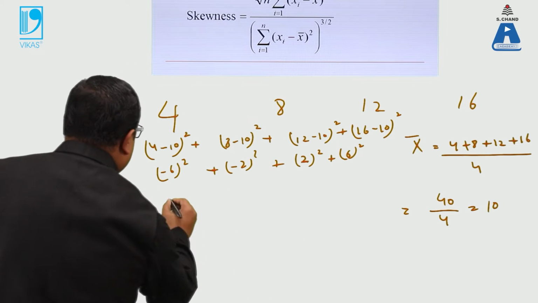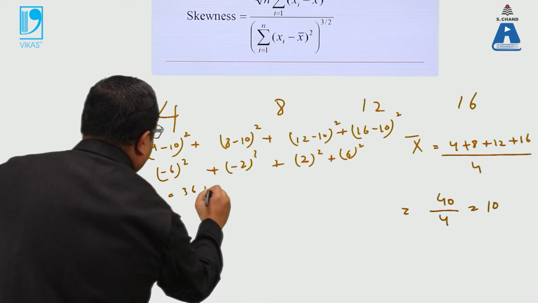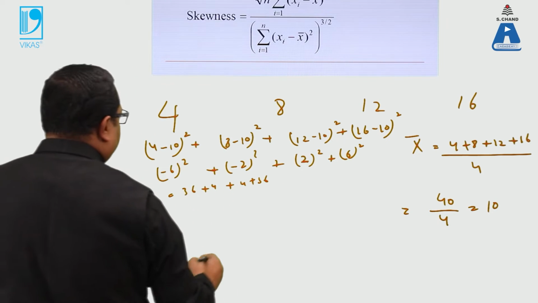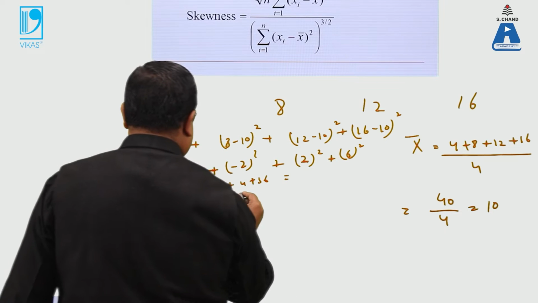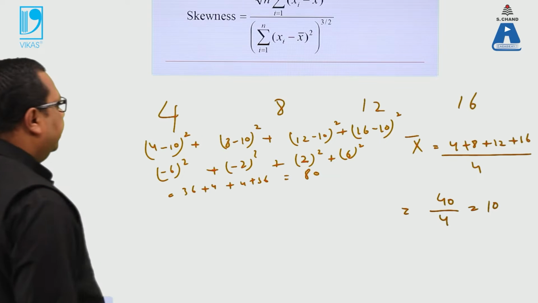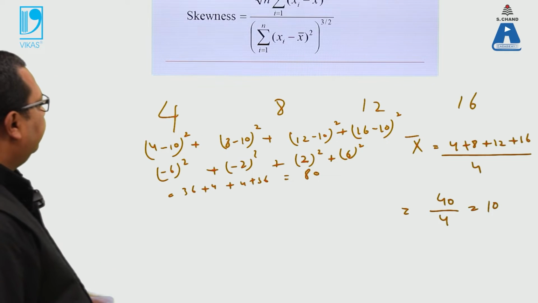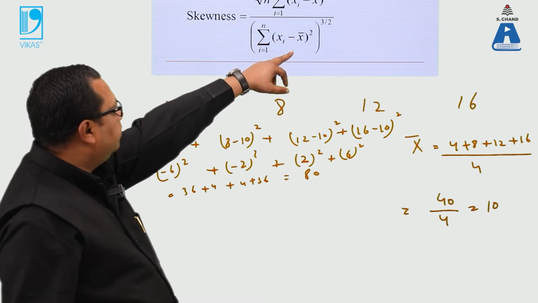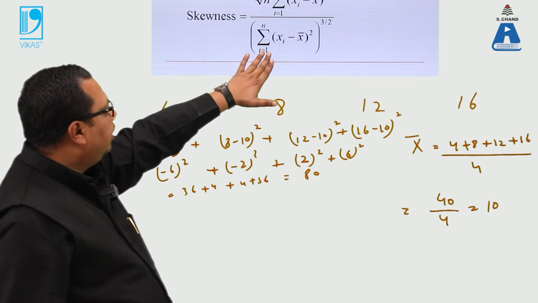So we can conclude here it is 36 plus 4 plus 4 plus 36. So it gives us 72, 70, 80. The particular value is 80. So we have the upper set with us. Lower set was xi minus x bar whole square, n we already know.